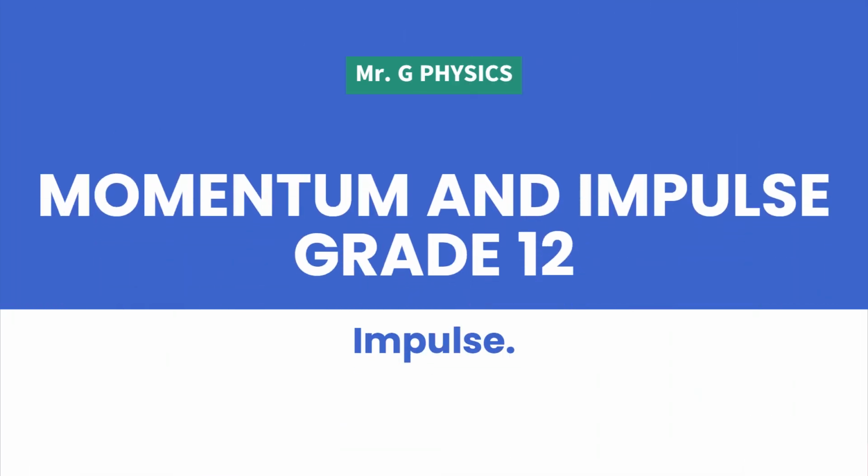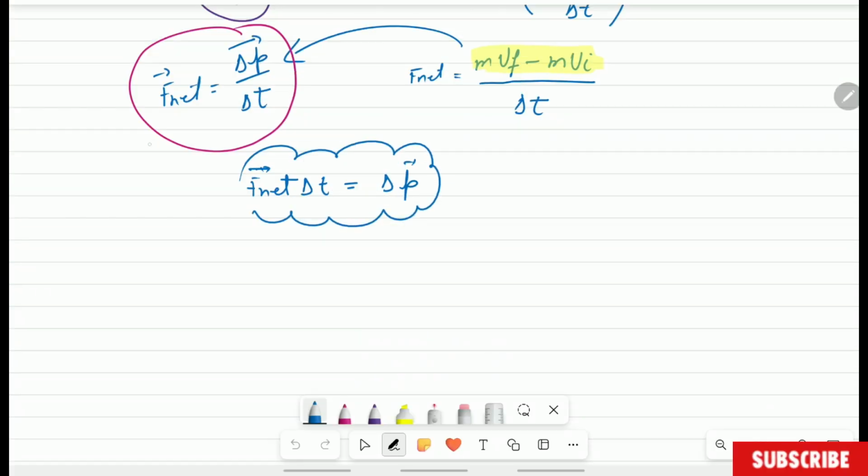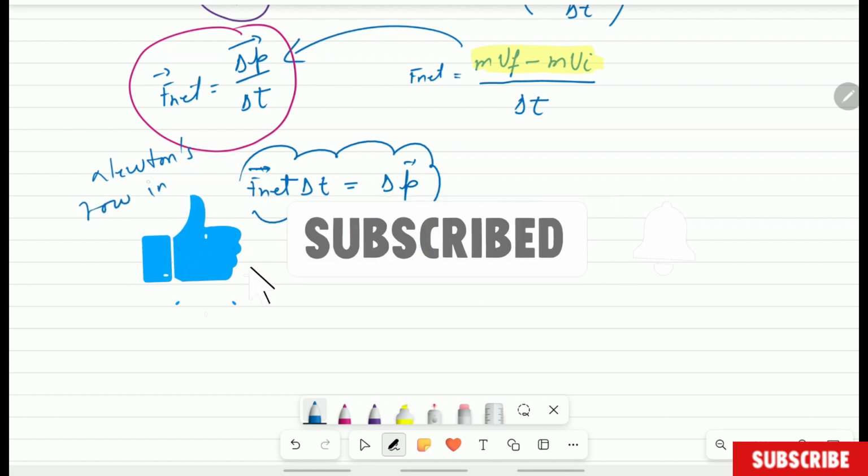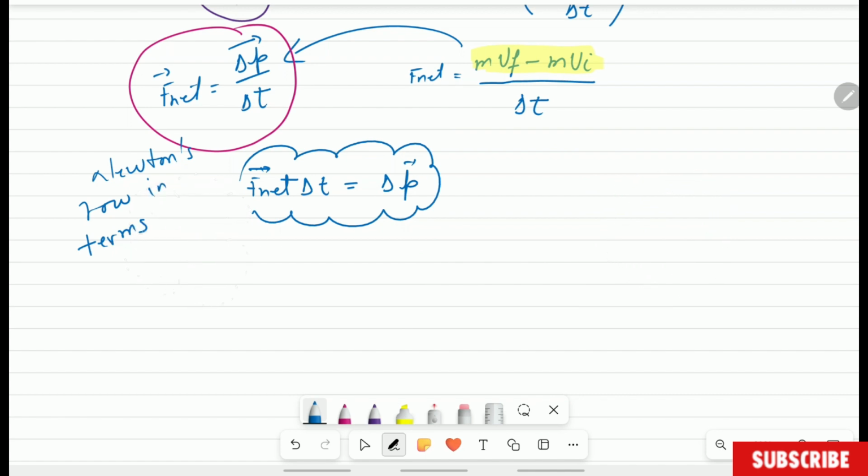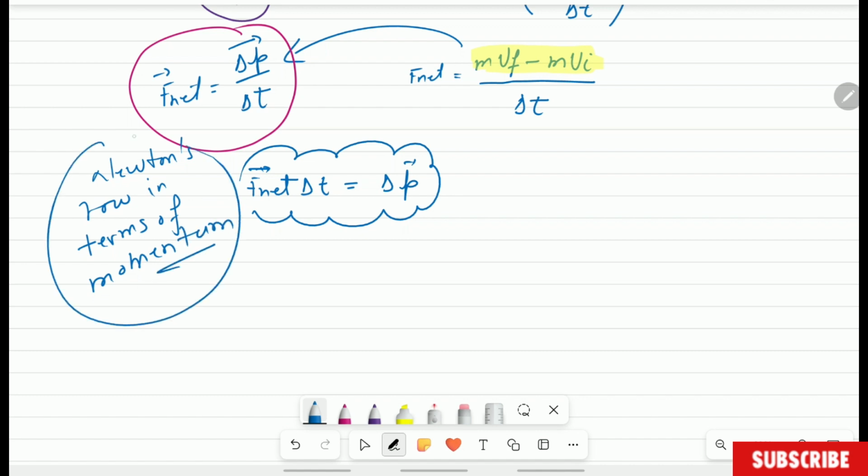We stop there, and we say that from here, this one was Newton's law in terms of momentum. You remember that one? This one is the formula for Newton's law in terms of momentum. We rearrange it in this way because it was like this in the formulas you get at the end of the year. So I wanted you to see it there. All right?